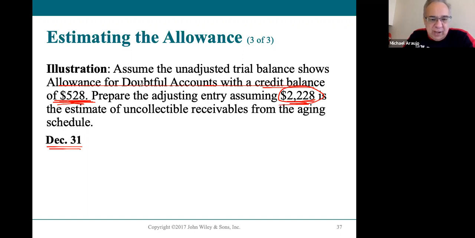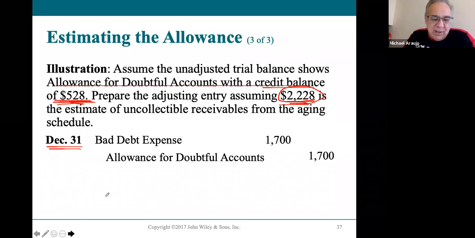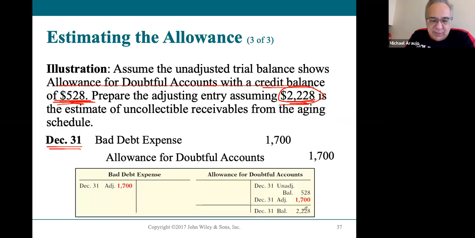So what can they do? They can only write off the difference. So their bad debt expense is only going to be the $1,700 difference, because they only need $1,700 more in the account to get the allowance to 2228. You can't ignore a previous balance in the allowance account when you're calculating what your bad debt is. Your calculation is what your balance should be. You compare that to what's already there.